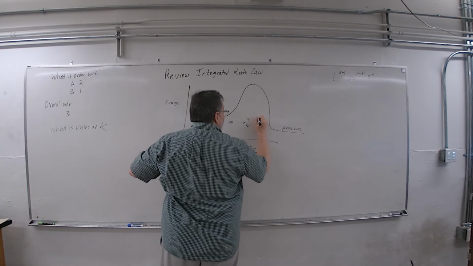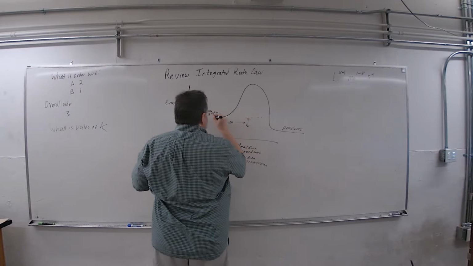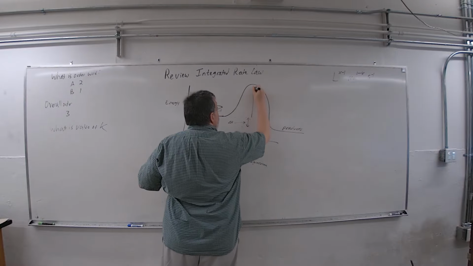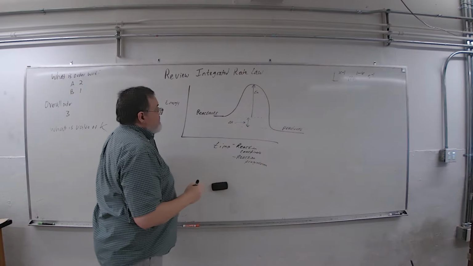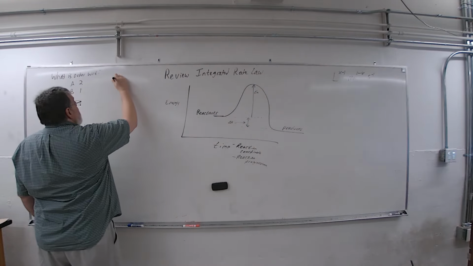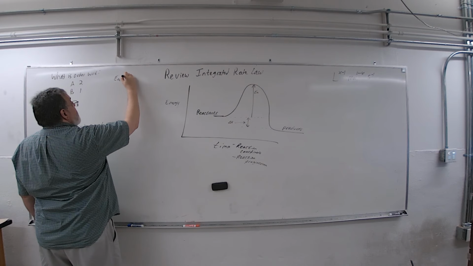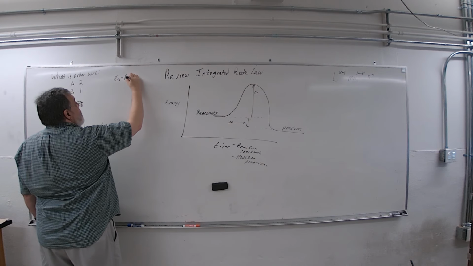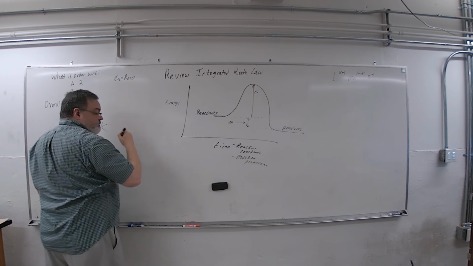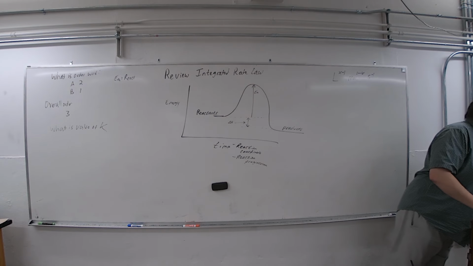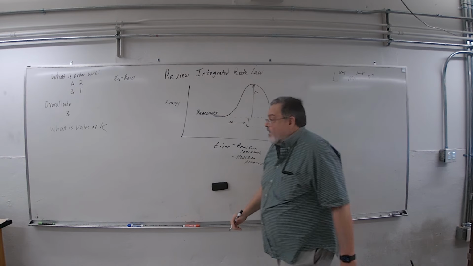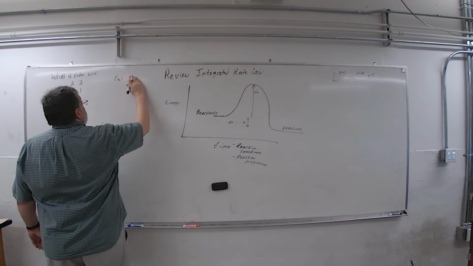And this distance from where the reactants are up to here, EA is always used as a symbol. EA equals activation energy. A is activation, E is energy.